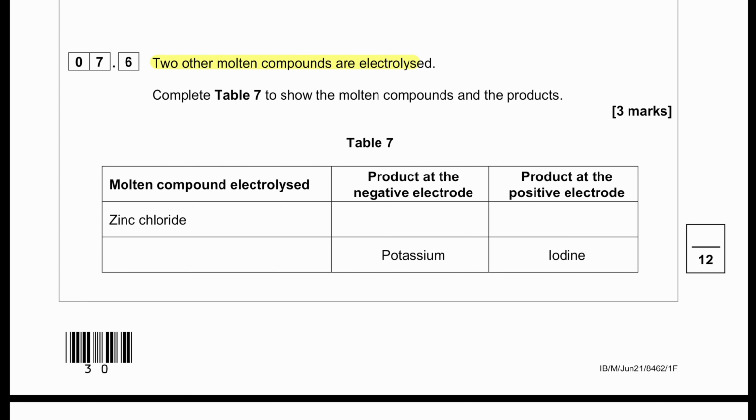Two other molten compounds are electrolyzed. Complete table 7 to show the molten compounds and their products. So if we have zinc chloride, at the negative electrode we're going to get the metal, so we're going to get zinc. And at the positive electrode, we're going to get the non-metal, which is chlorine. So for potassium and iodine as products, we need potassium iodide as a reactant.